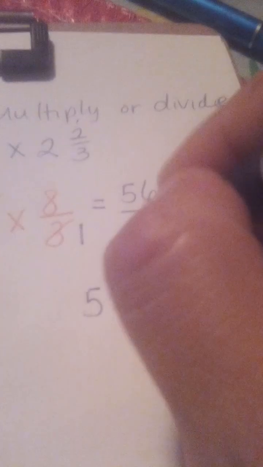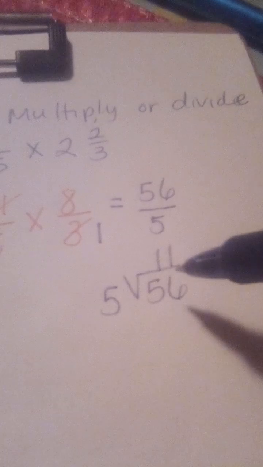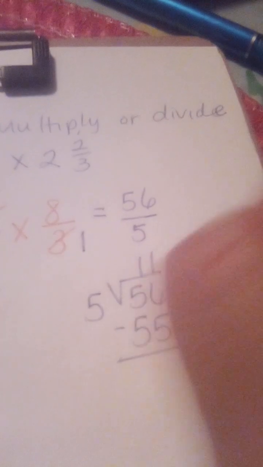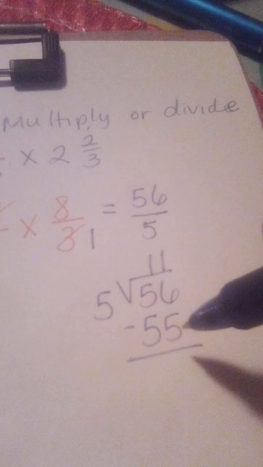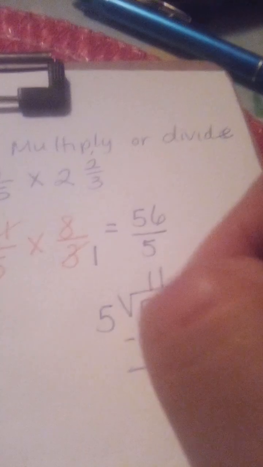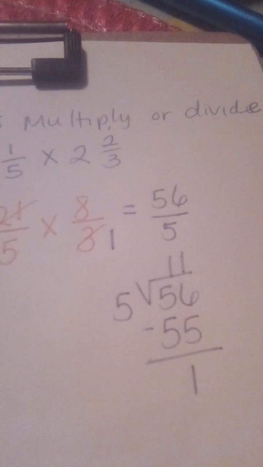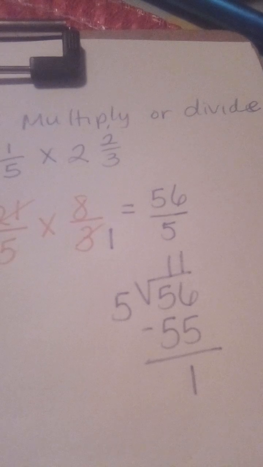11, right? 11 times 5, that gives us 55. Subtract the difference. 56 minus 55, that gives us 1. Are we done yet? No.